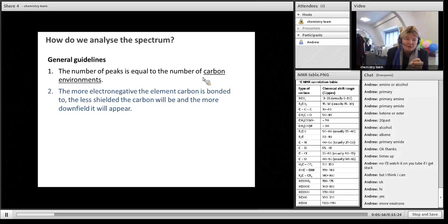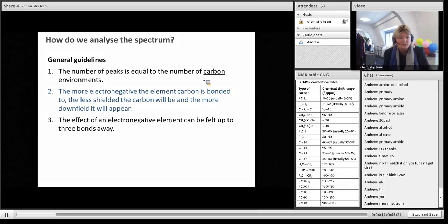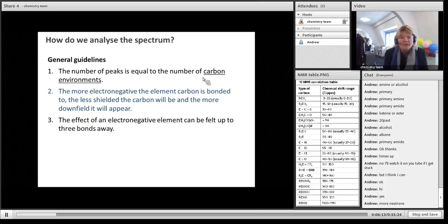If it's attached to a very electronegative element, it's going to be what we call de-shielded. So it's going to feel the effect of the magnetic field, and so it needs a weaker signal to make it flip, because it's less shielded. That effect of the electronegative element can be felt up to 3 atoms away, or 3 bonds away. So that's one thing you need to know when you're trying to assign peaks to carbon atoms in the molecule.